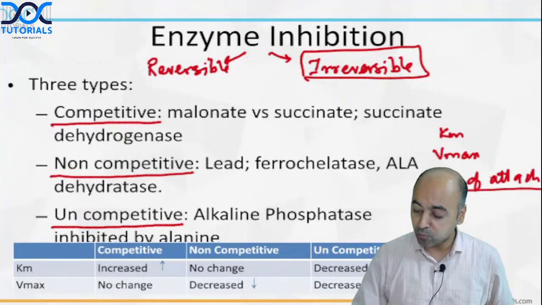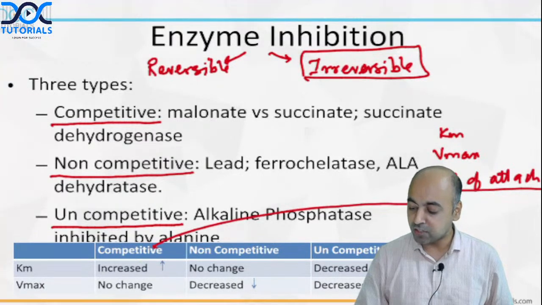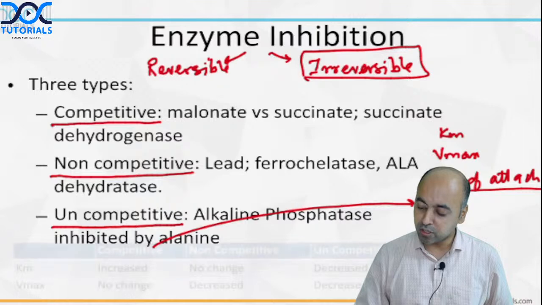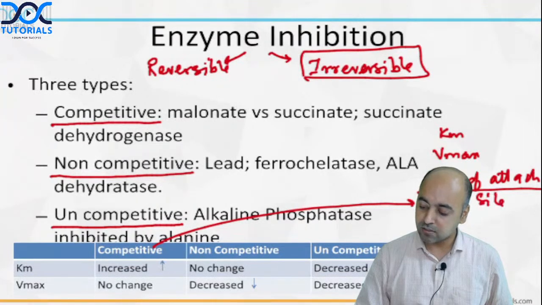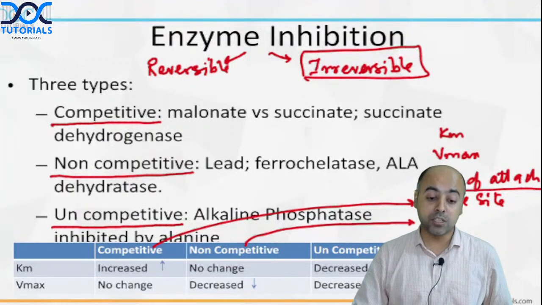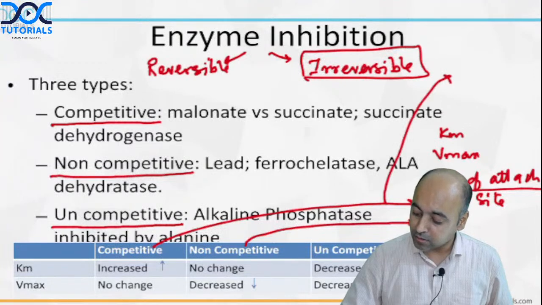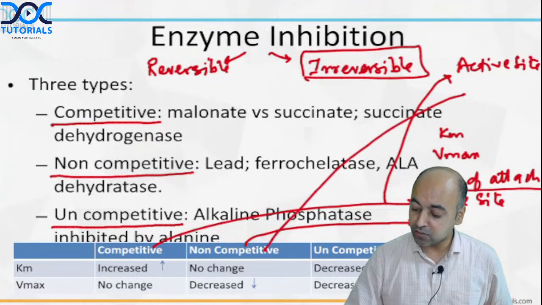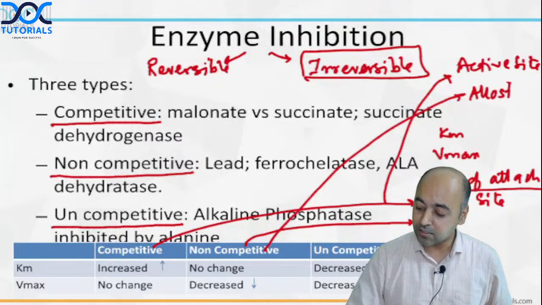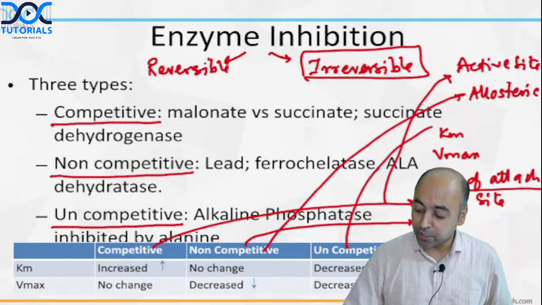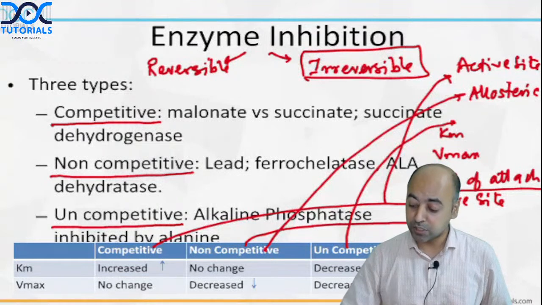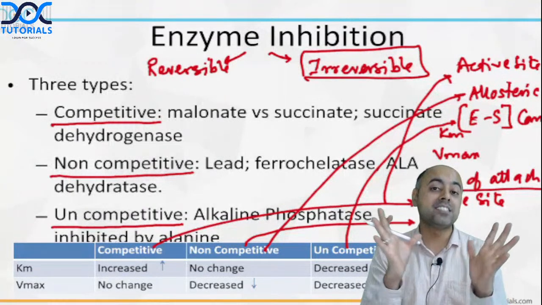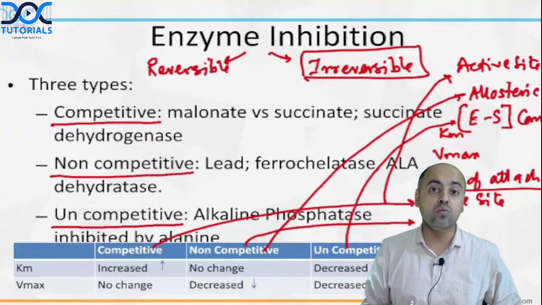The last point that I told you about is the point of attachment. In case of competitive, the point of attachment is the active site. In case of non-competitive, the point of attachment is the allosteric site. In case of uncompetitive inhibition, the point of attachment is the enzyme substrate complex. So until the enzyme substrate complex is formed, the inhibitor will not be able to act.